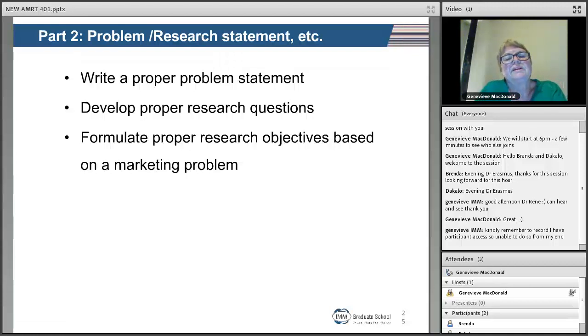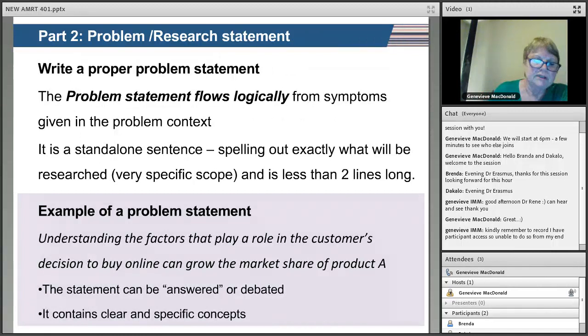Okay, so the next part is now the problem research statement. Write a proper problem statement, develop proper research questions, formulate proper research objectives for a marketing problem. Okay, so again, the problem statement flows logically from your symptoms that you mentioned in the problem context, and from the issues that you did in the marketing audit that helped you refine this problem.